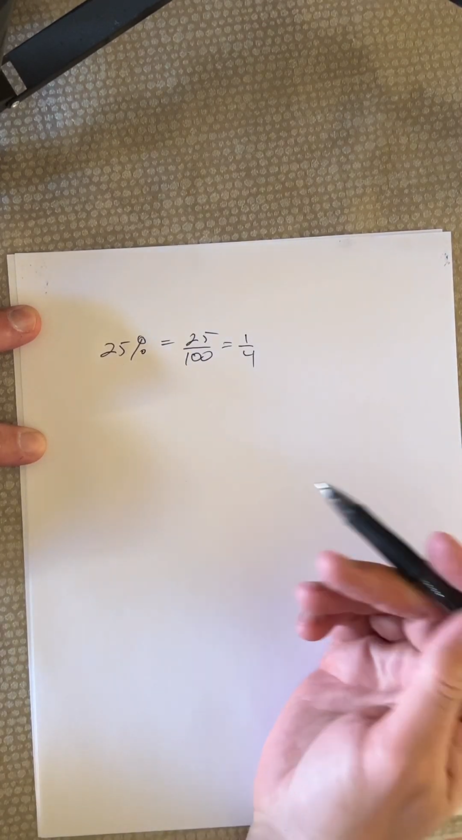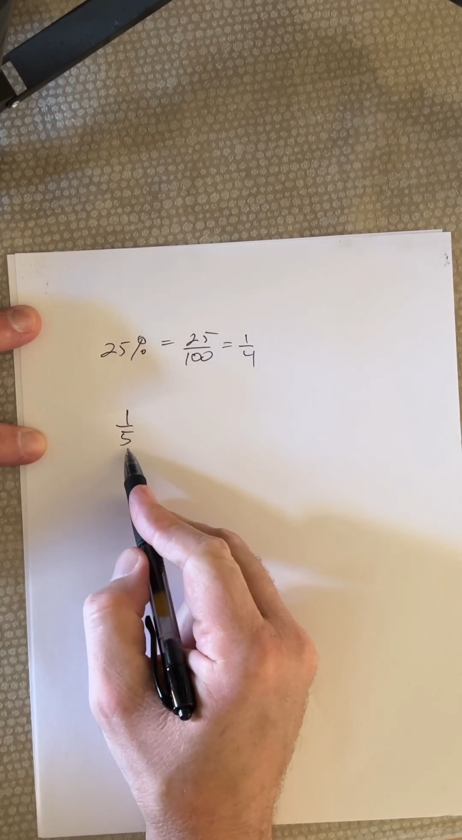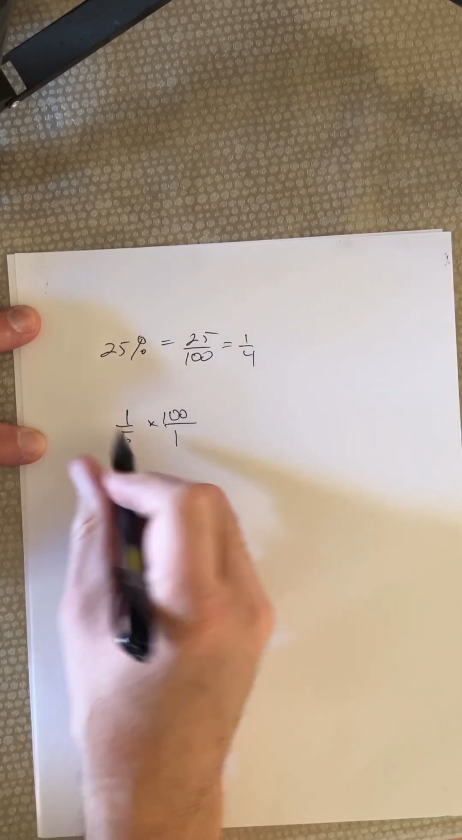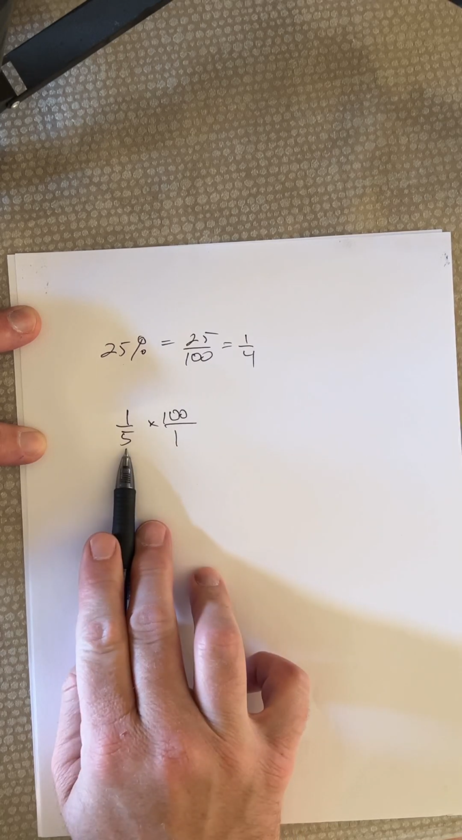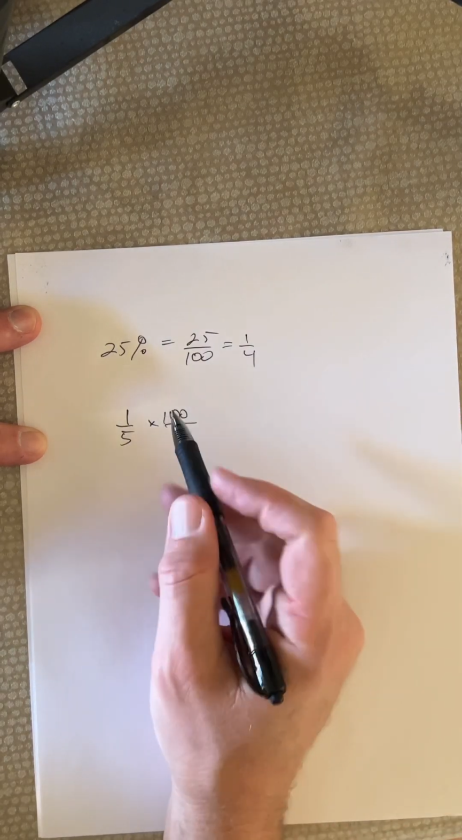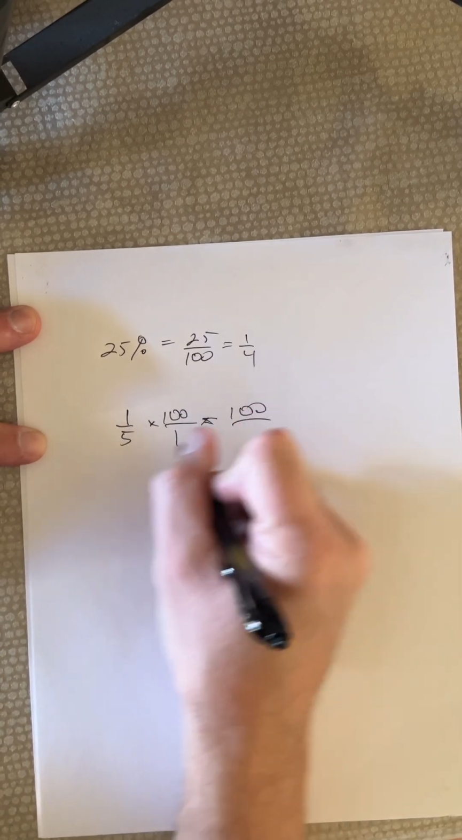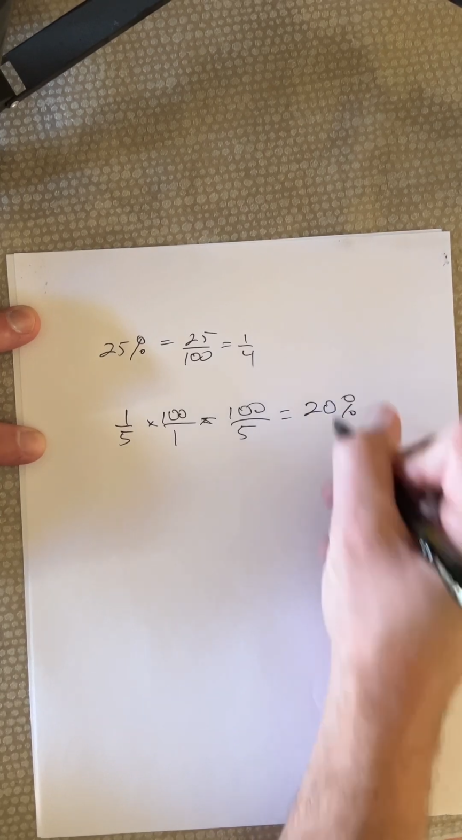To go from a fraction to a percentage, so let's say we take 1/5, we want to turn that into a percentage, we just multiply by 100. So we do the exact opposite. So to go from a percentage to a fraction, we divide by 100. To go from a fraction to a percentage, we multiply by 100. So, equals 1 times 100 is 100, 5 times 1 is 5, 100 divided by 5 is 20%.